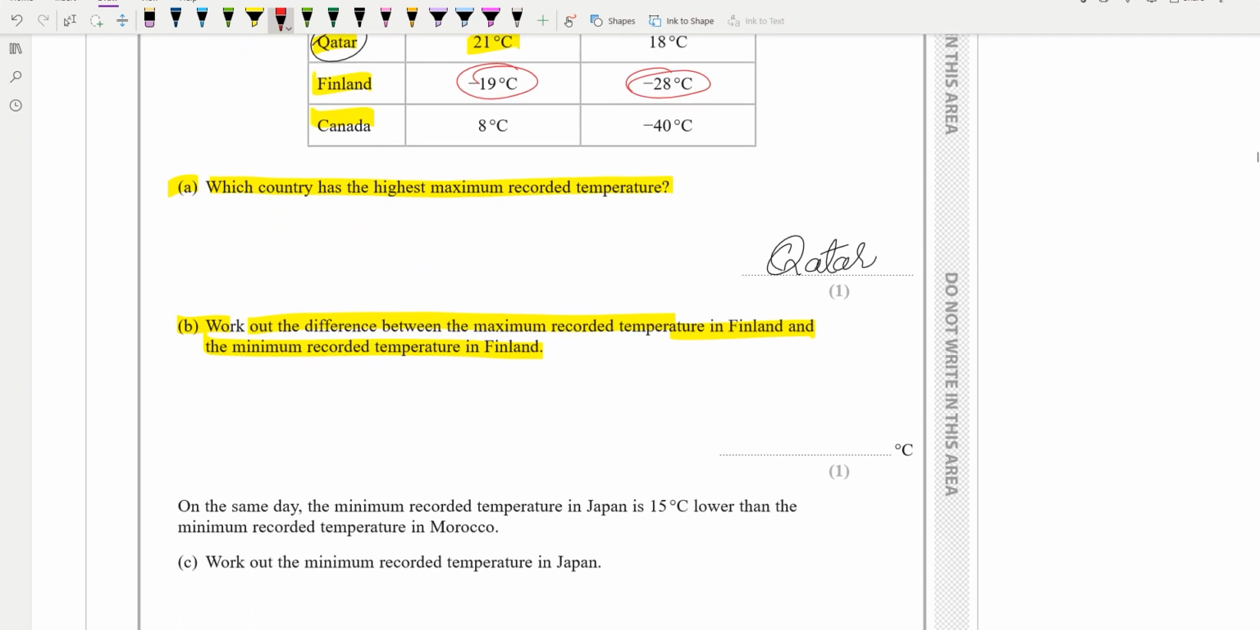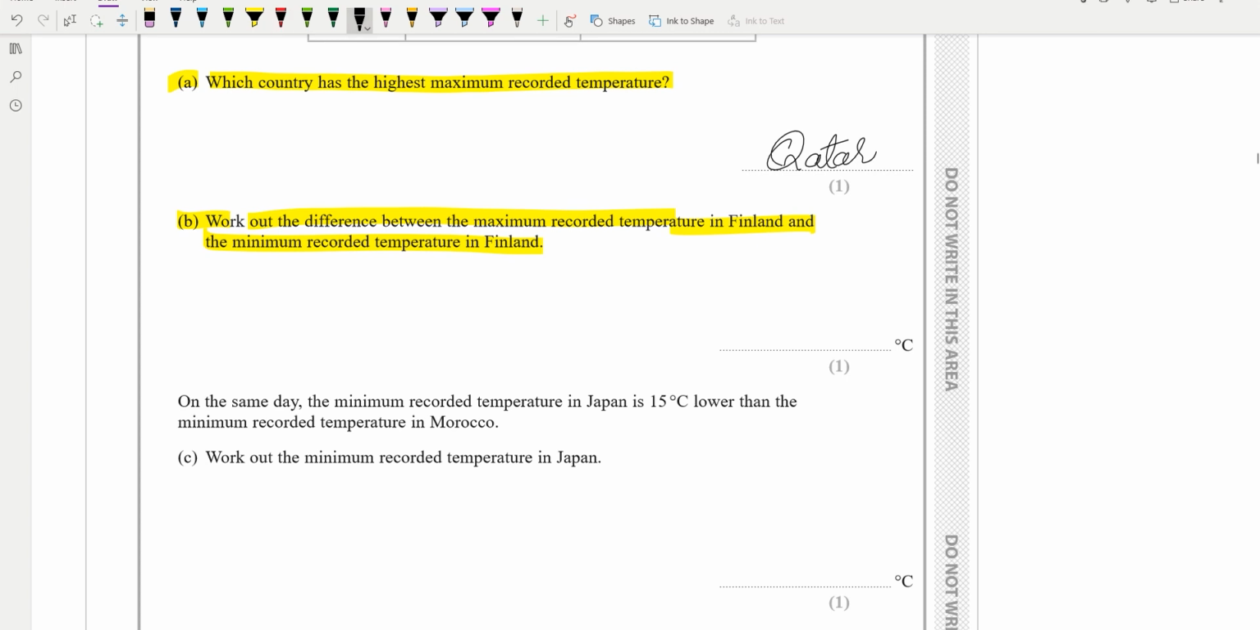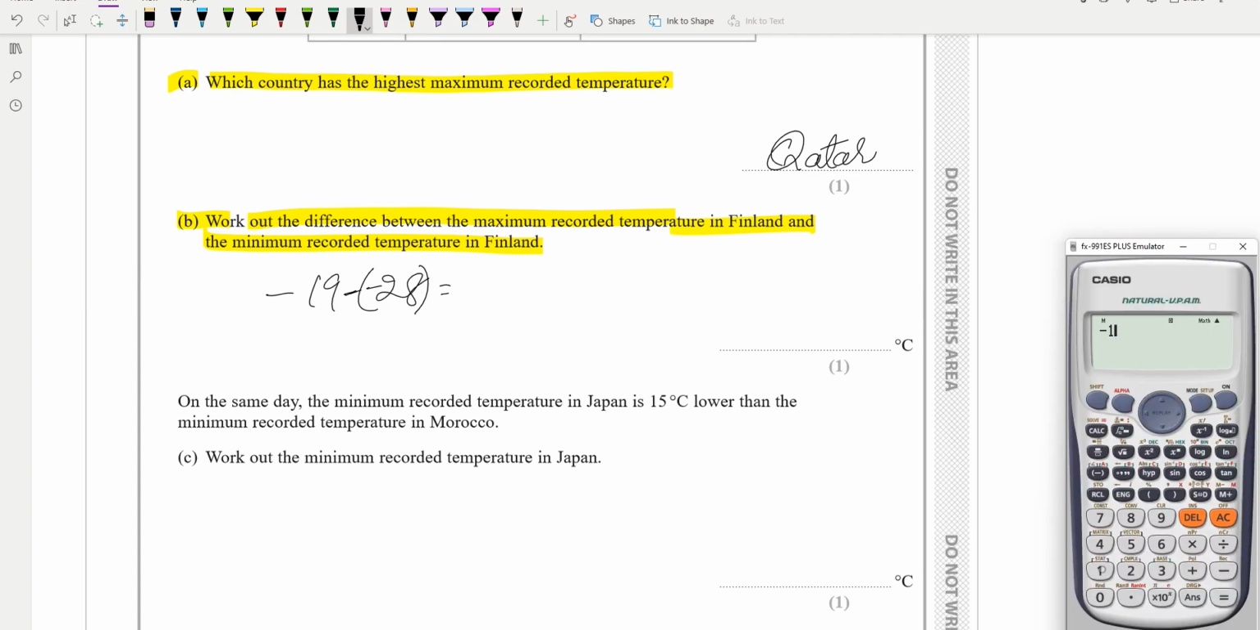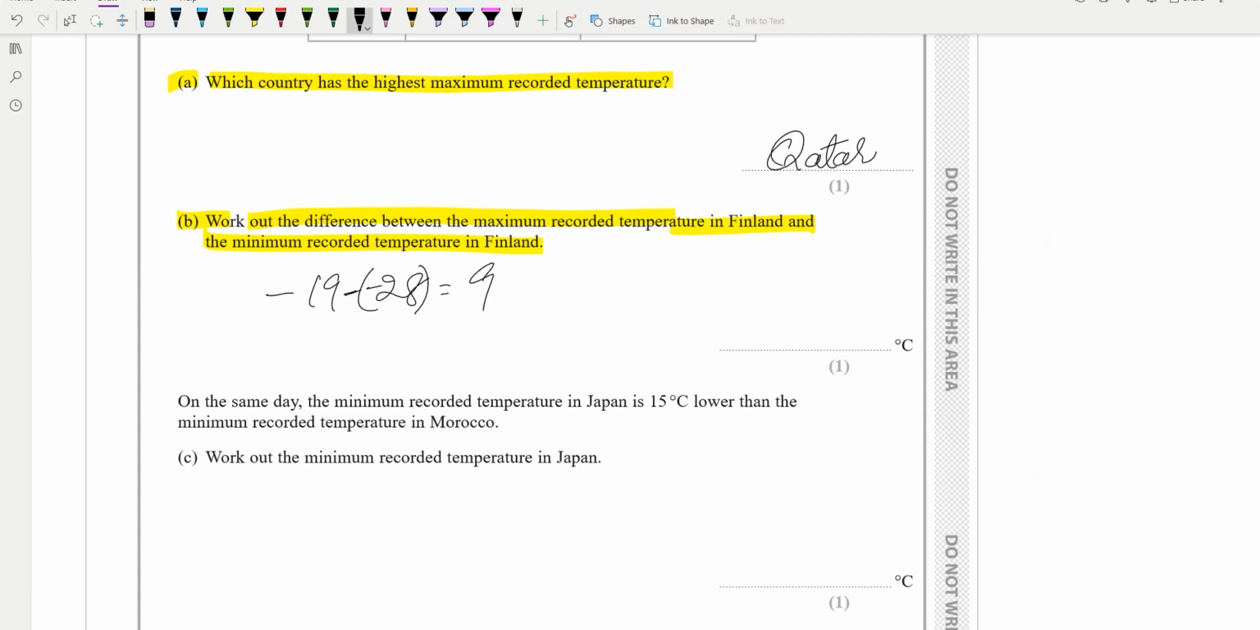So we can subtract minus 19 minus 28, and this will be equal to... I'm doing maximum calculations with the help of a calculator, so that so many students are relying on the calculator, they should understand properly, but these are simple calculations which you can do mentally also. So this is 9 degrees Celsius.